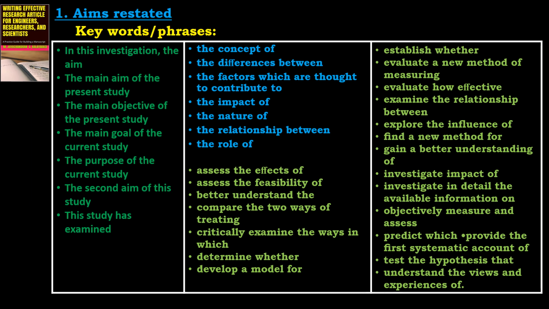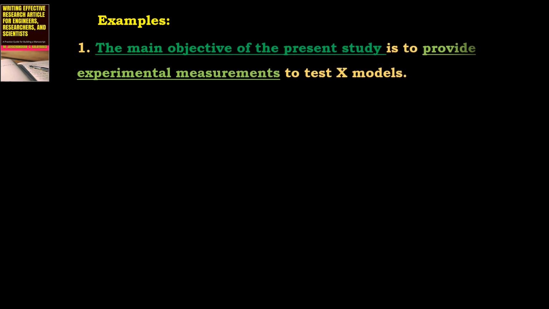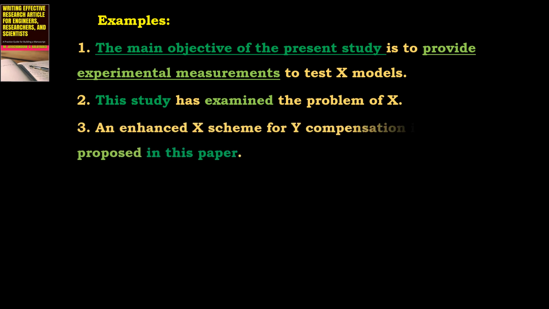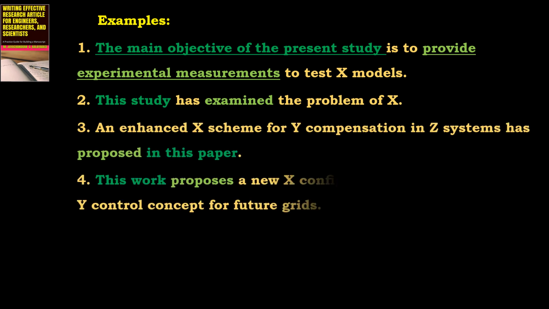Let us look at some examples where the keywords that represent a restatement of aim are highlighted in green. 1. The main objective of the present study is to provide experimental measurements to test X models. 2. This study has examined the problem of X. 3. An enhanced X scheme for Y compensation in Z systems has been proposed in this paper. 4. This work proposes a new X configuration and an innovative Y control concept for future grids.